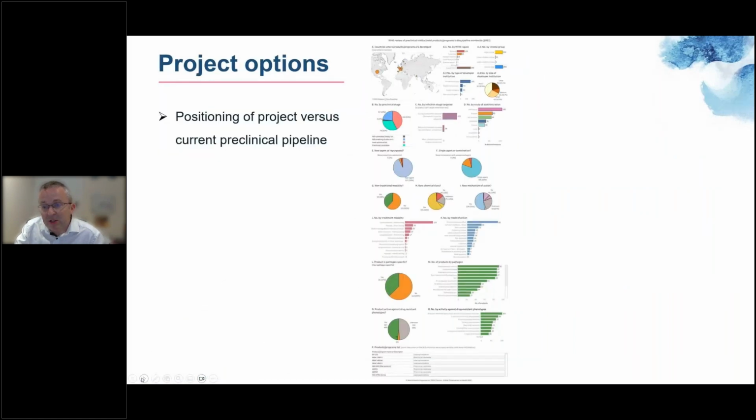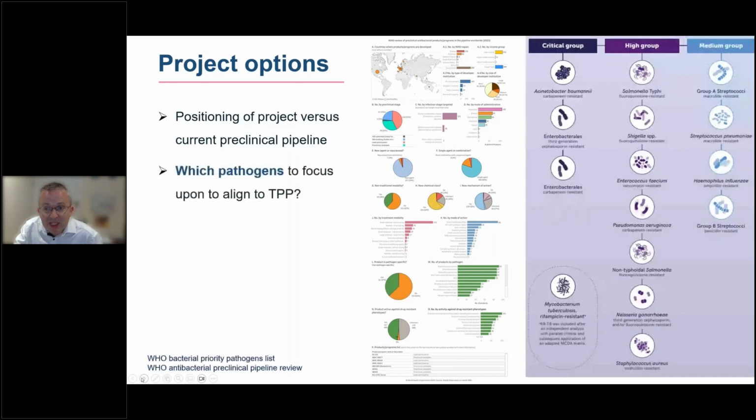And again, other resources might help to frame your new project in terms of what's also going on in the field. There's this excellent report, as I said, from the WHO, which shows the preclinical pipeline in terms of the mechanism of action, whether it's a direct acting or combination agent, which pathogens these projects are addressing, and where they're being done.